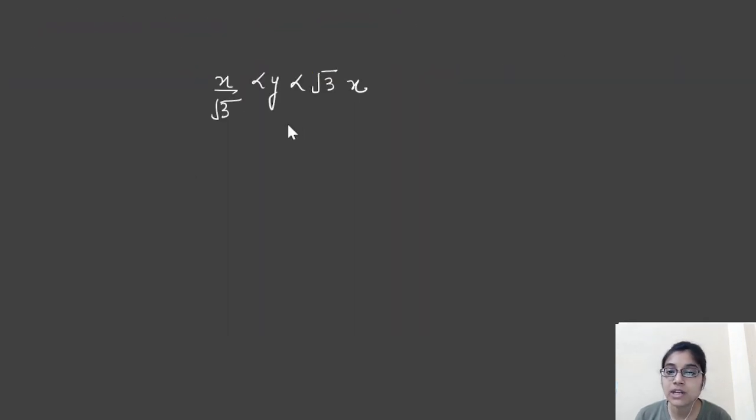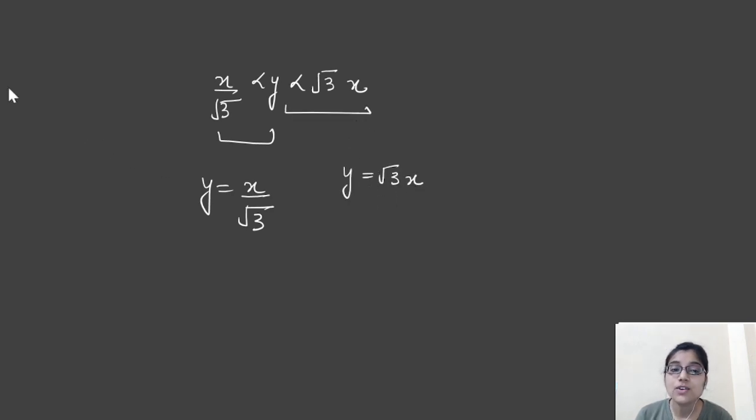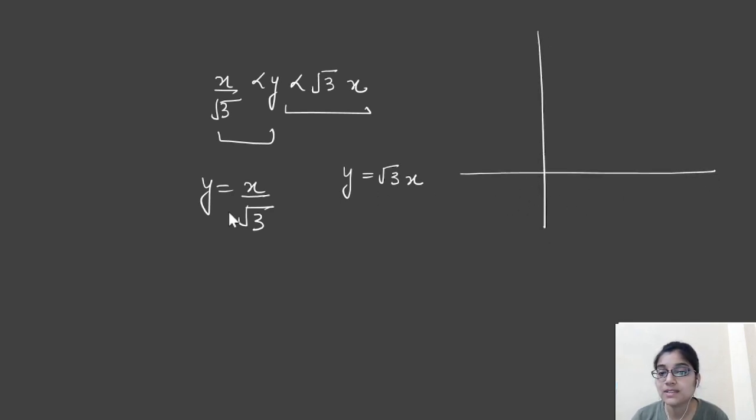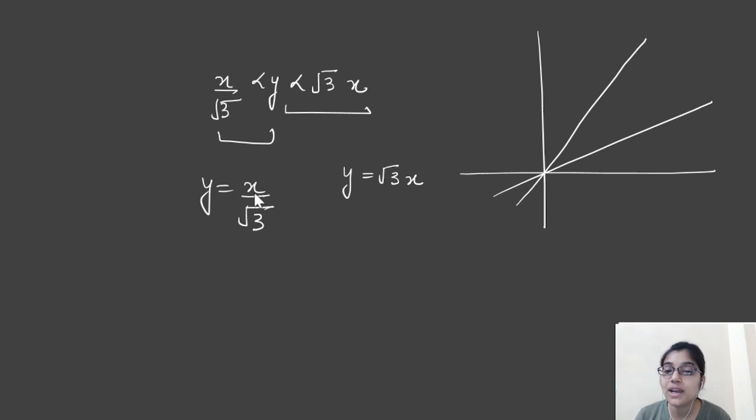So I am just trying to explain to you that this is one line, y is equal to x by root 3, and this is another line, y is equal to root 3x. I am doing this carefully because many of you are confused, because both are going to be straight lines passing through the origin. But there must be confusion among a few students about which one is going to be x by root 3 and which one is going to be root 3x.